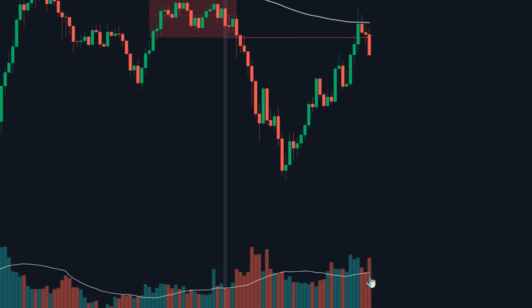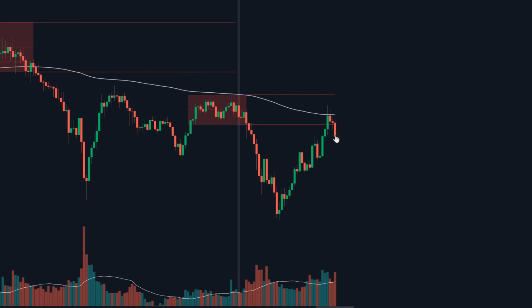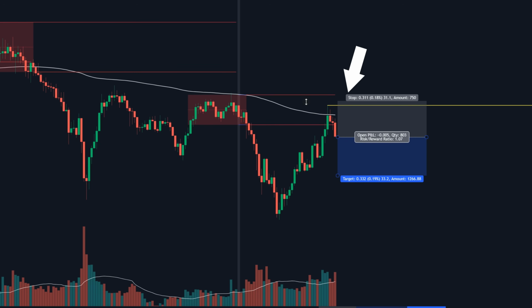volume bar to be colored red, and it should also be above this white moving average. This indicates that this last candle has enough bearish volume in the market to push the price in the direction of our trade. All our entry conditions are met on this candle, so we're going to enter a short position right here. We're going to set our stop loss just above this swing high.